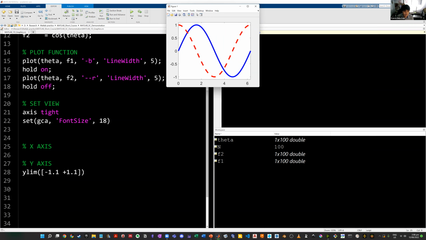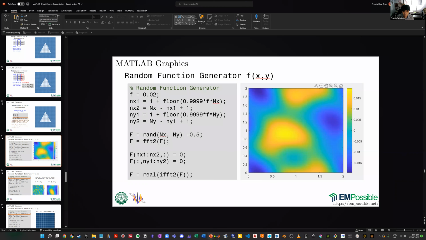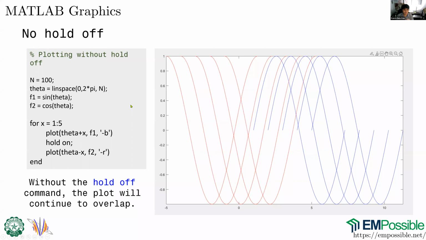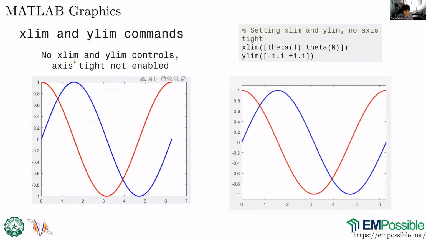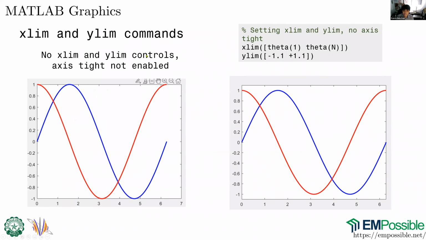So if we go back to our presentation, we remove the unnecessary white space with the axis type command. Here are the xlim and ylim commands. For the ylim command, we just adjusted the limit to negative 1.1, so you just added a small space here, and at the top would be positive 1.1. If it is 1, your crests or troughs will touch the boundary.